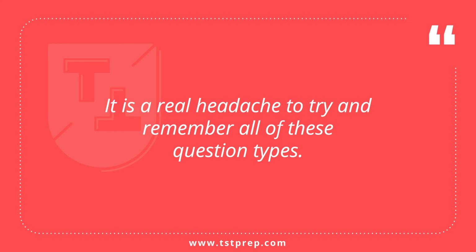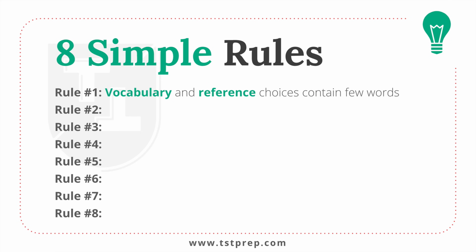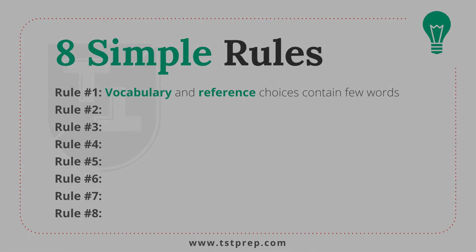Let's make your life a lot easier to make it easier to spot each question type. So there's going to be 8 simple rules. The first rule, now maybe these don't sound so simple, but I'll try to make them as simple as possible. The first rule is that vocabulary and reference choice questions contain few words. A reference question, you probably know what a vocabulary question is, but a reference question is where they ask you what does his or her or their or these things refer to. They're not very common questions, but they're very easy to spot.